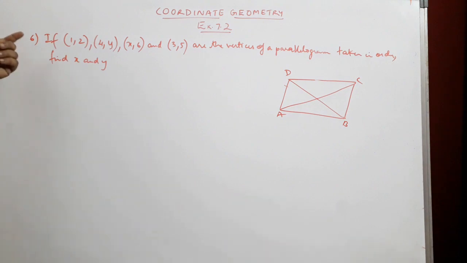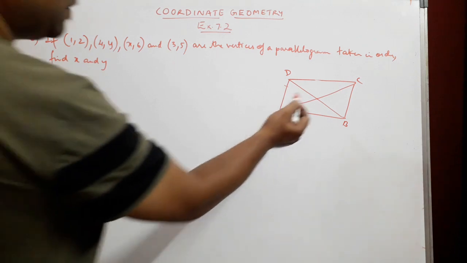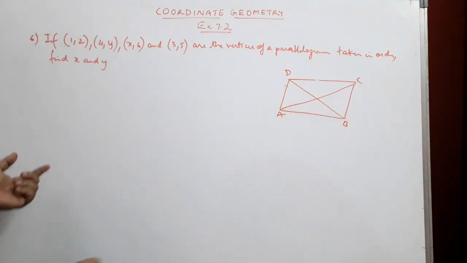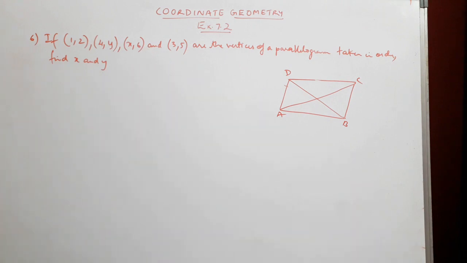Now what do we need to find out? We need to find out x and y. We don't need to find this particular point, we just need x and y. At this juncture we use the midpoint theorem. Now, what does the midpoint theorem say?